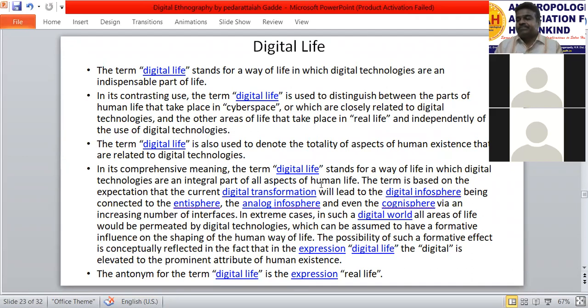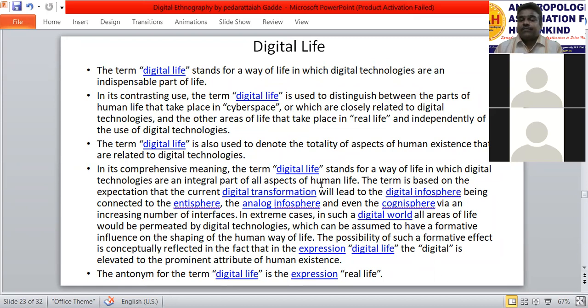Digital life. The term digital life stands for a way of life in which digital technologies are an indispensable part of life. In its contrasting use, the term digital life is used to distinguish between the parts of human life that take place in cyberspace, or which are closely related to digital technologies, and the other areas of life that take place in real life, independently of the use of digital technologies.